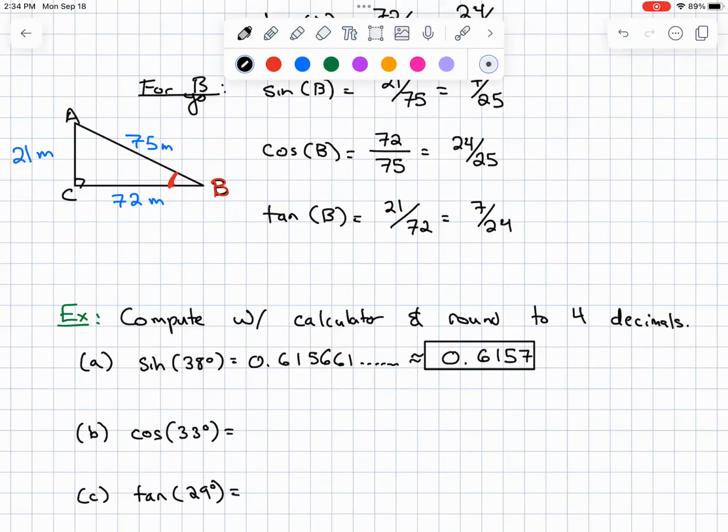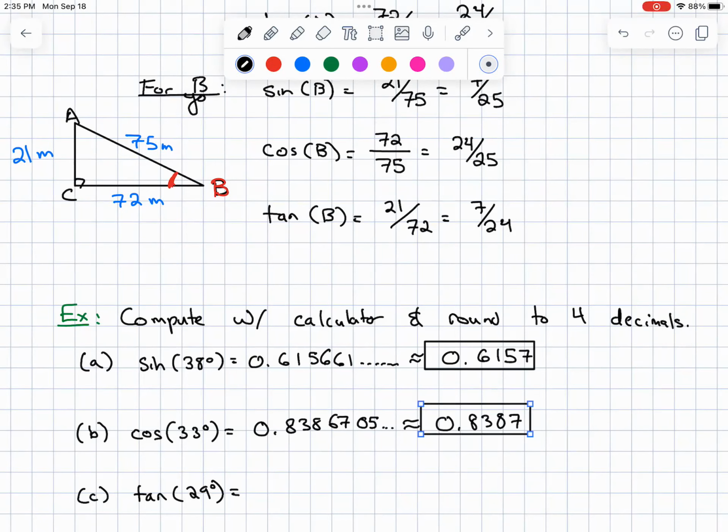Cosine of 33 degrees. You get 0.8386705 and so on. Rounding to 4 decimal places, so tenths, hundredths, thousandths, ten-thousandths, would be rounding up. So 0.8387.